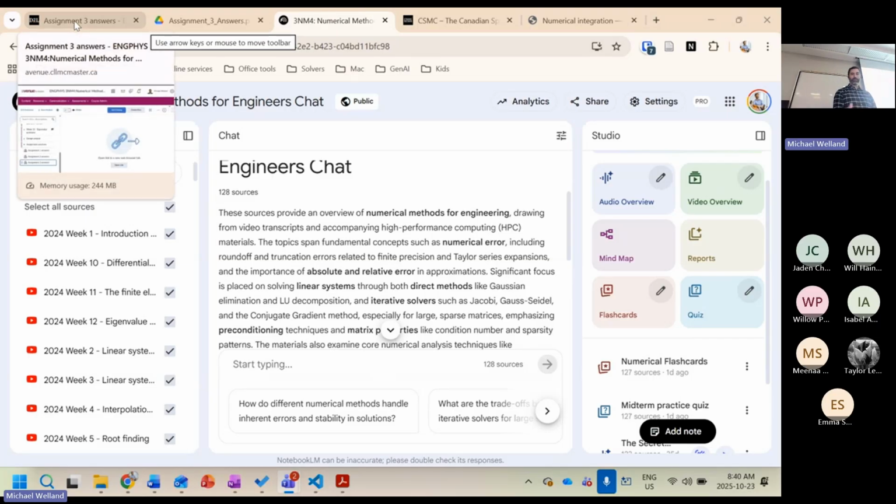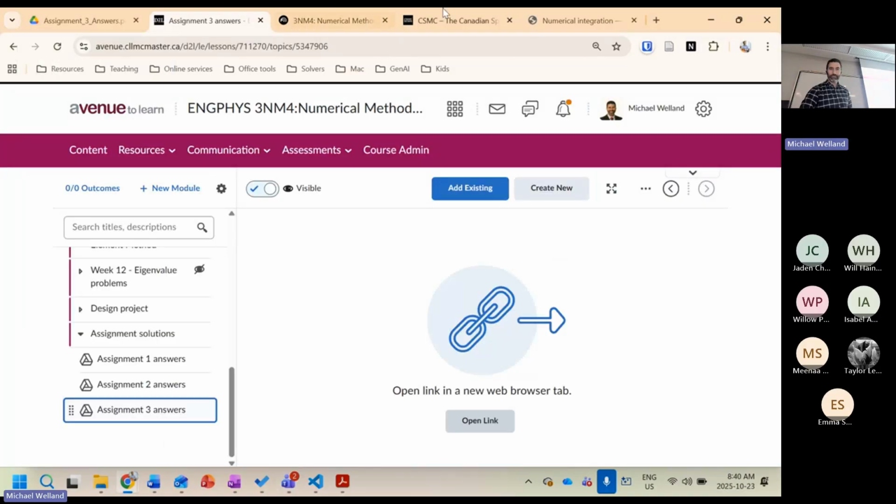What was the other one? Okay, I'm going to go through assignment 3 and then circle back to this one.